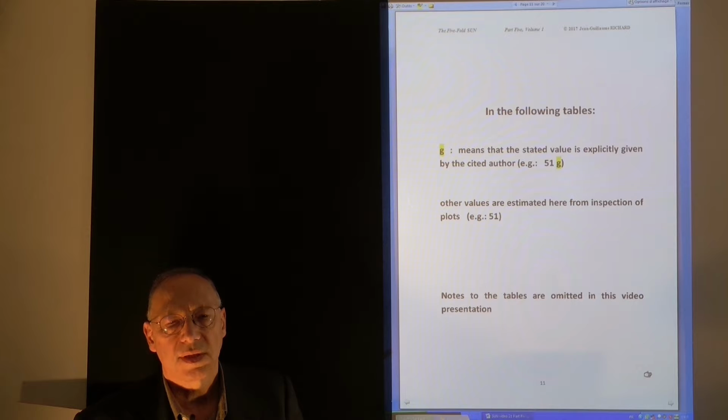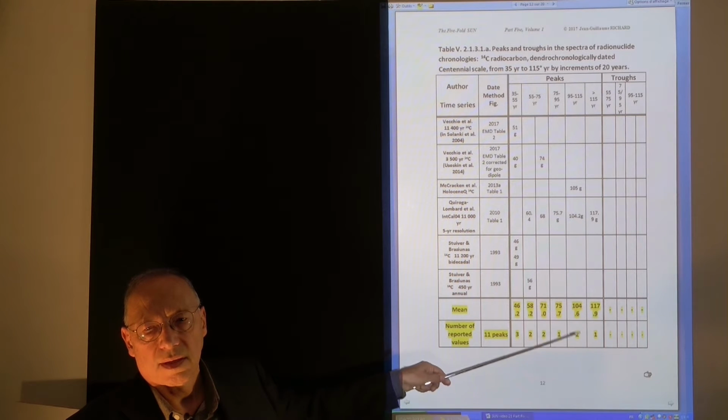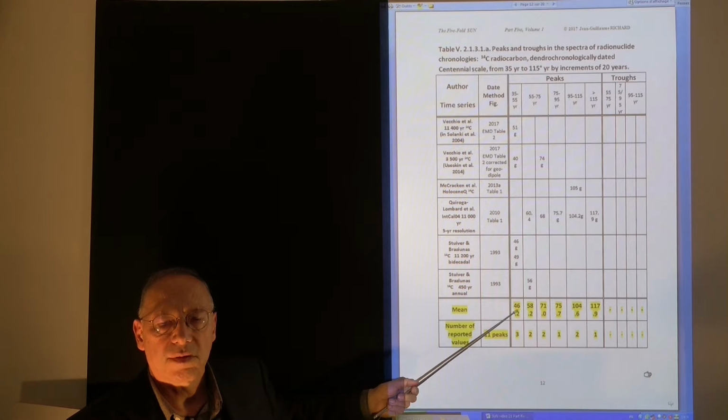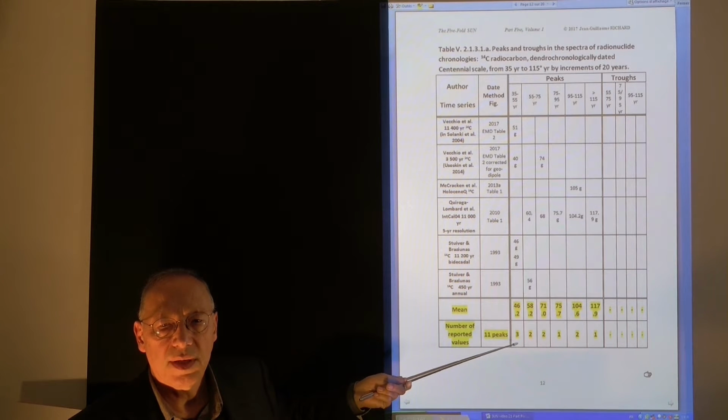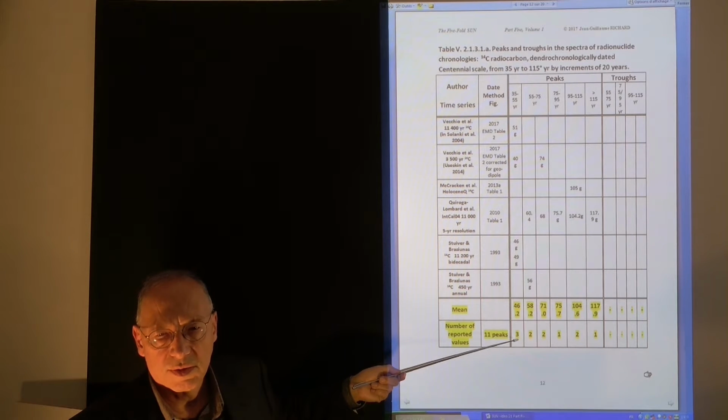In the following table, you will see some figures, some numbers, after which there is the letter G. It means this is given by the cited author. Other values are estimated in this work. So this is the table for the radiocarbon record time spectrum at the centennial scale from 35 years to 115 years. You see in the bottom line here the mean values of the found return periods in each bin, and you see how many reported values contribute to this mean. So we see that in this category we have no predominant finding. The largest number of reported values is only 3.